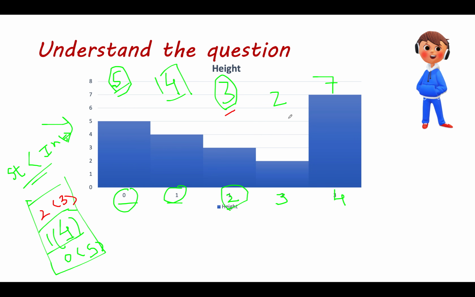Let's continue the process. Next we have the element at the third index as 2. 2 is again lower than the topmost element of the stack, which is 3. So this gets added onto it. At index 3 we have the height as 2.